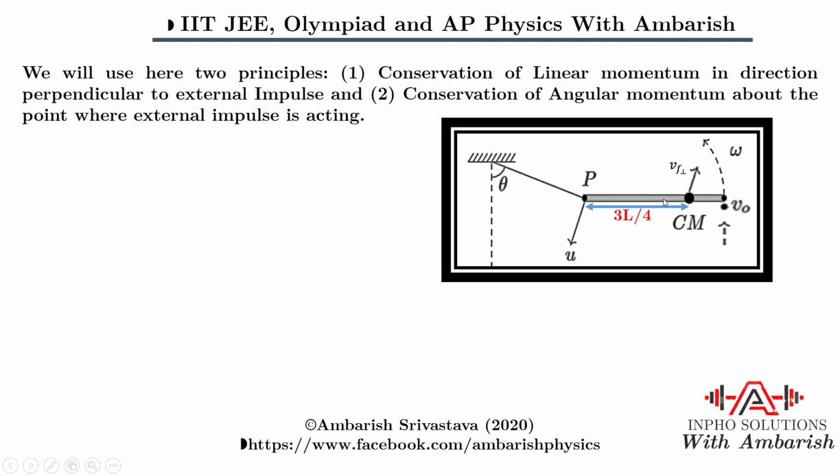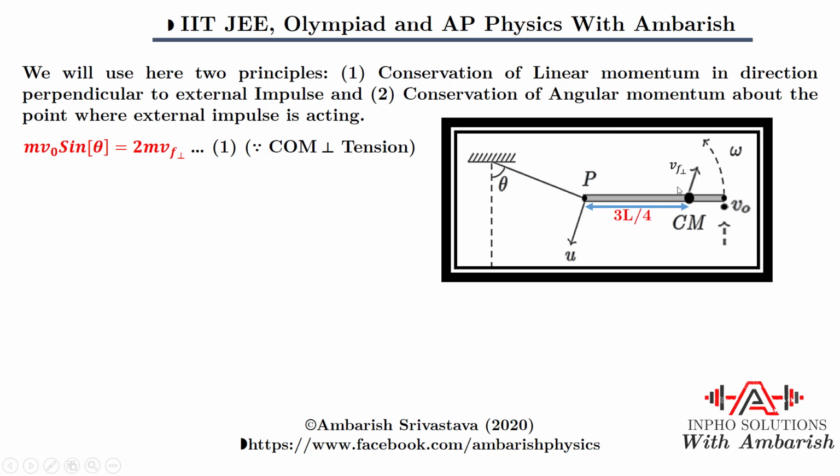Okay, and where will be the center of mass? The entire mass of the rod is m, so the rod's center of mass is at L/2. Okay, total length is L, so the rod's center of mass is at L/2, but then there's another mass attached at the end point. So the overall combined system center of mass is at 3L/4 from point P. Okay, so now let's write the linear momentum conservation in the direction perpendicular to the tension. Because there's no force perpendicular to tension, linear momentum is conserved.